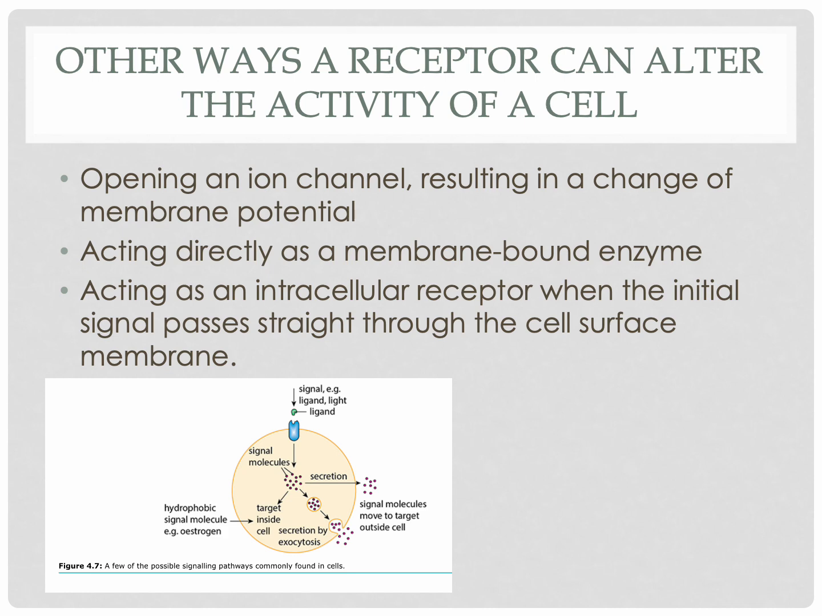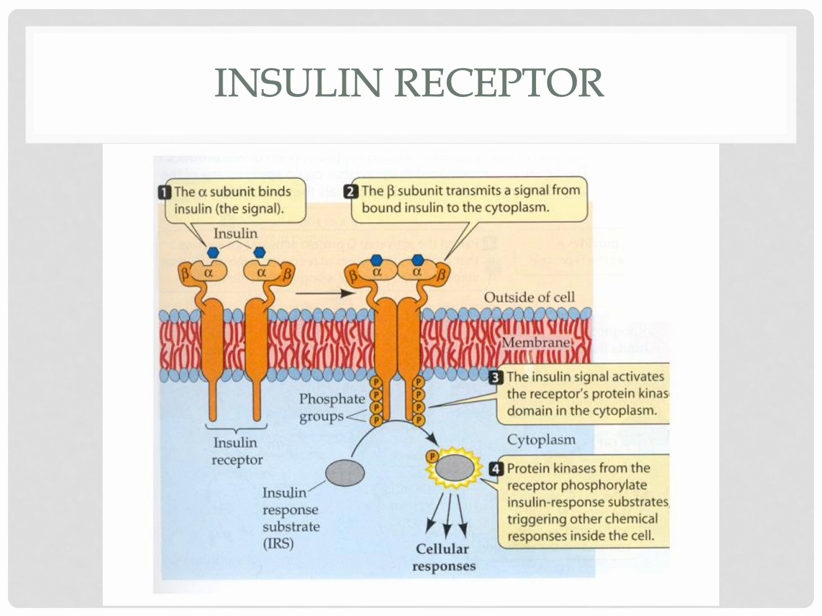There are other ways a receptor can alter the activity of a cell: the opening of an ion channel resulting in a change in membrane potential, acting directly as a membrane-bound enzyme, or acting as an intracellular receptor when the initial signal passes straight through the cell surface membrane. An example of cell signaling is regulating insulin in the bloodstream. This is something we will go into in more detail in a later chapter.